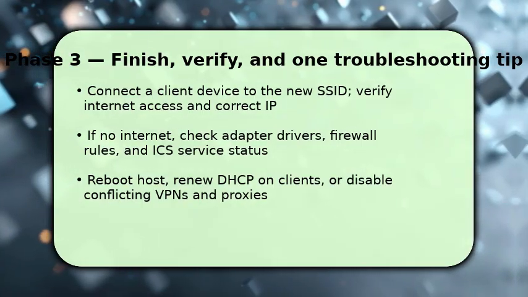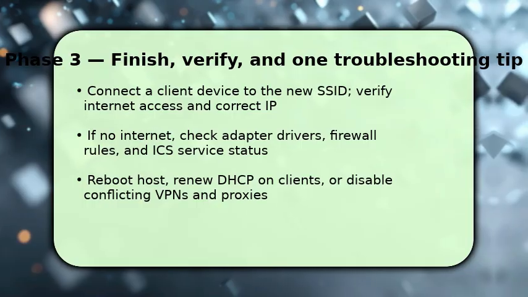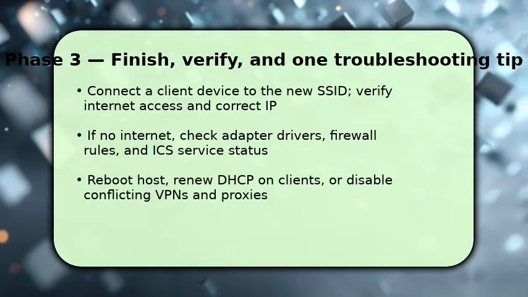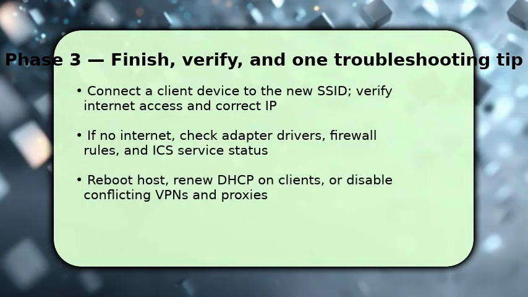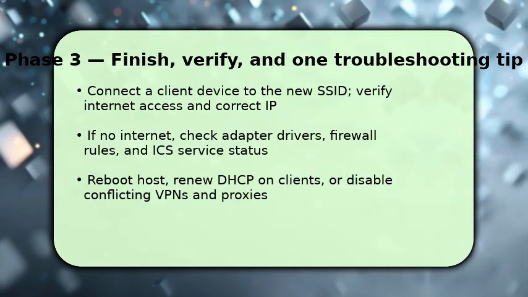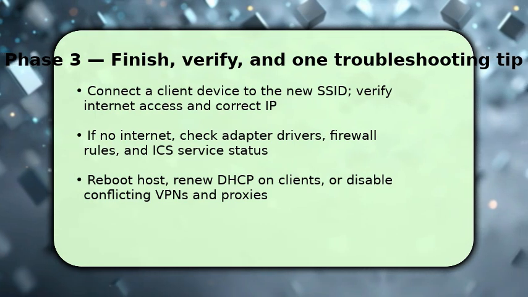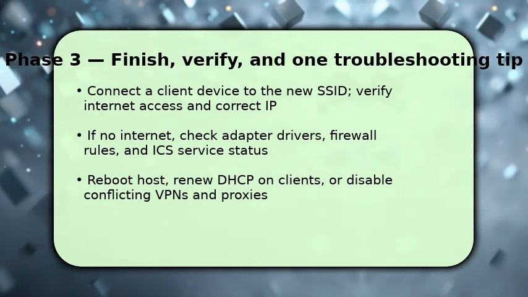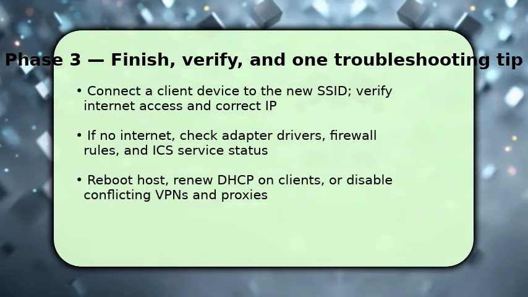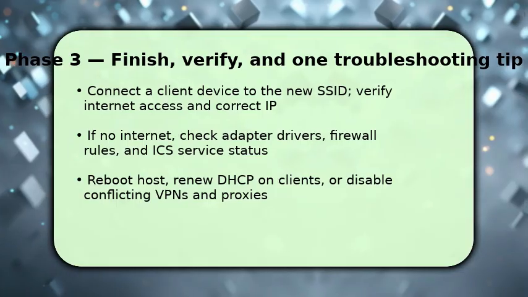If you see no internet, check Wi-Fi adapter drivers, ensure Windows ICS or hotspot service is running, and inspect firewall rules that might block NAT. Once done, reboot the host and the client, renew DHCP on the client, and disable any VPN or proxy that could intercept traffic.